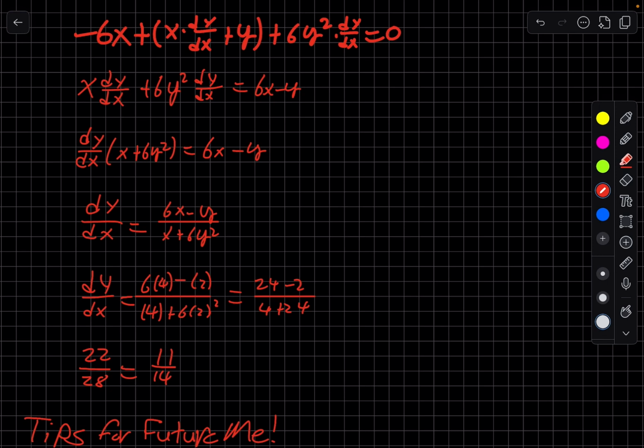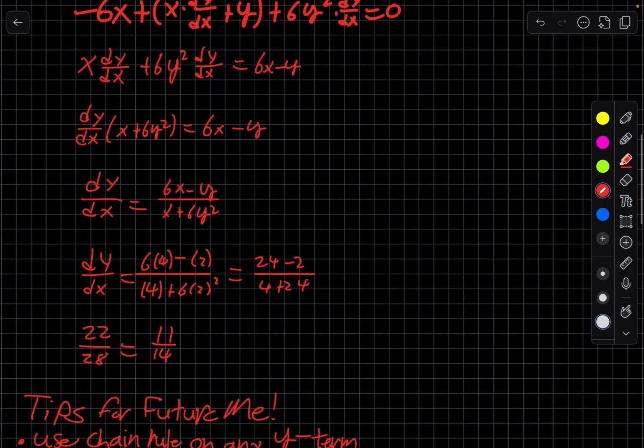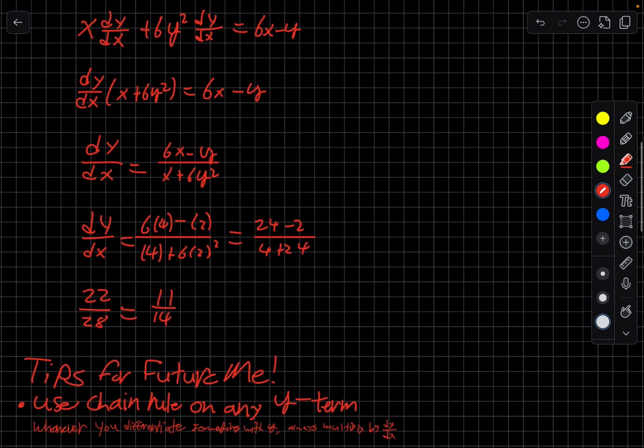So then there's x dy/dx and there's 6y squared dy/dx. So then you could just do dy/dx times (x plus 6y squared). And now you just want to isolate the dy/dx by itself. So what you do is you get the x plus 6y squared, and you divide it by the other side. And that should be, I guess, your most simplified derivative equation.